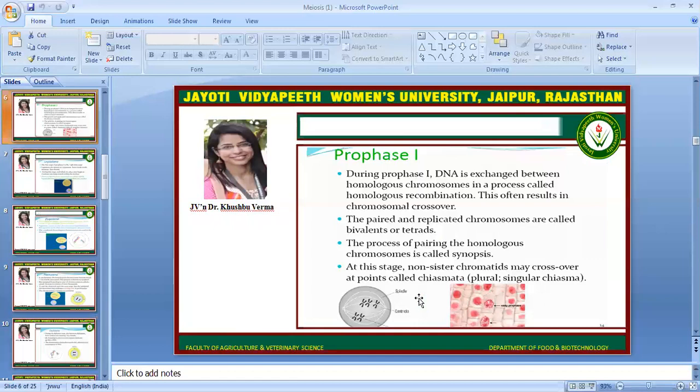During prophase 1, DNA is exchanged between homologous chromosomes in a process called homologous recombination. This often results in chromosomal crossing over. The paired and replicated chromosomes are called bivalents or tetrads. The process of pairing homologous chromosomes is called synapsis, and at this stage non-sister chromatids may cross over at points called chiasmata.